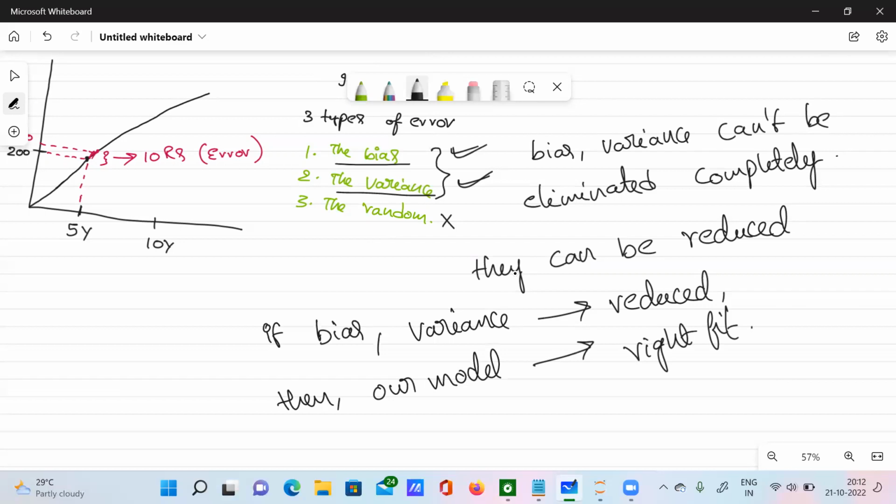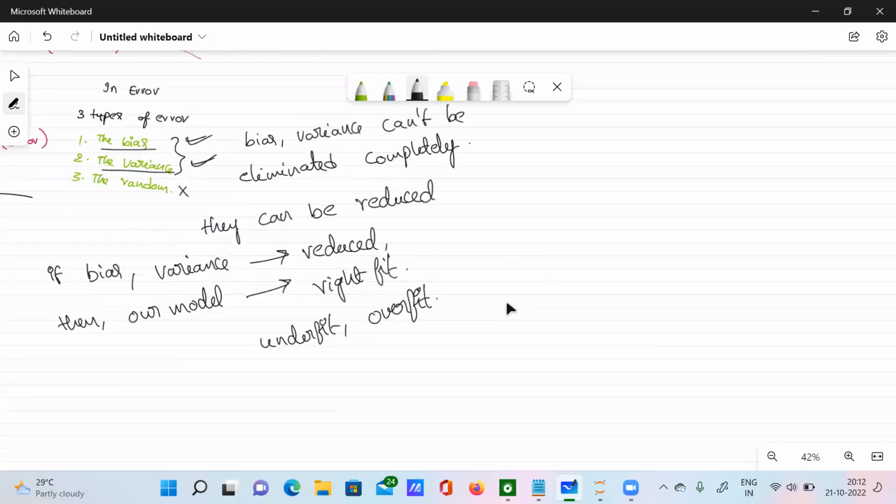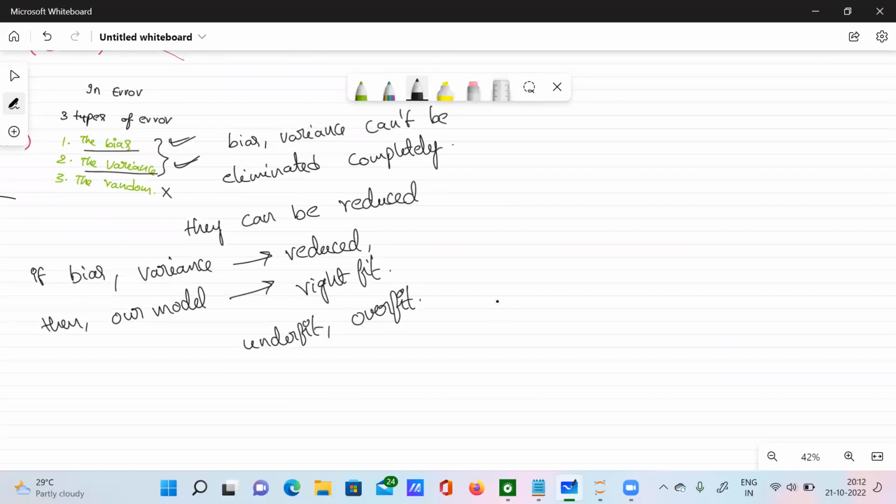What if we don't reduce this bias and variance error? Our model will fall under two categories. Either it will be underfit, or it will be overfit. So what is meant by these two terms, underfit and overfit, which I'm now going to explain to you. See here, for example, let's talk about the underfit.